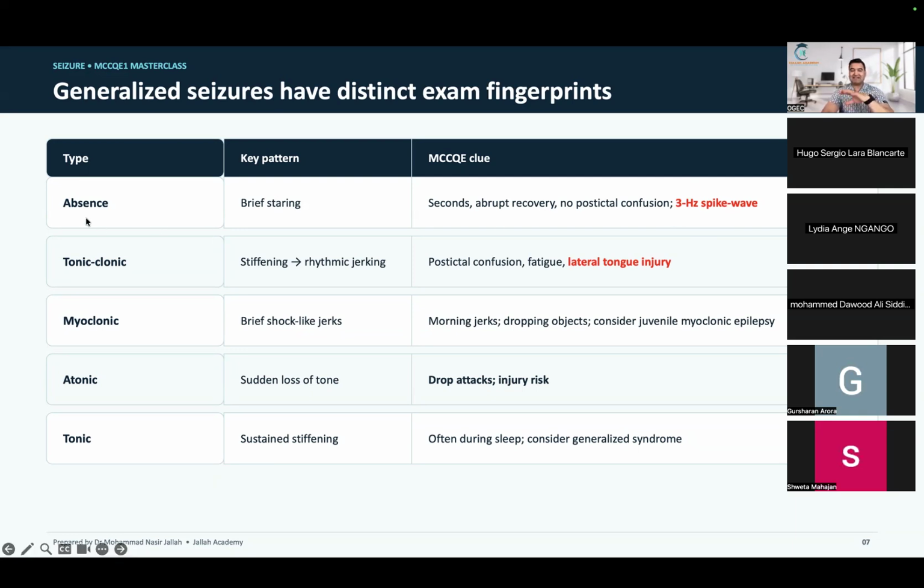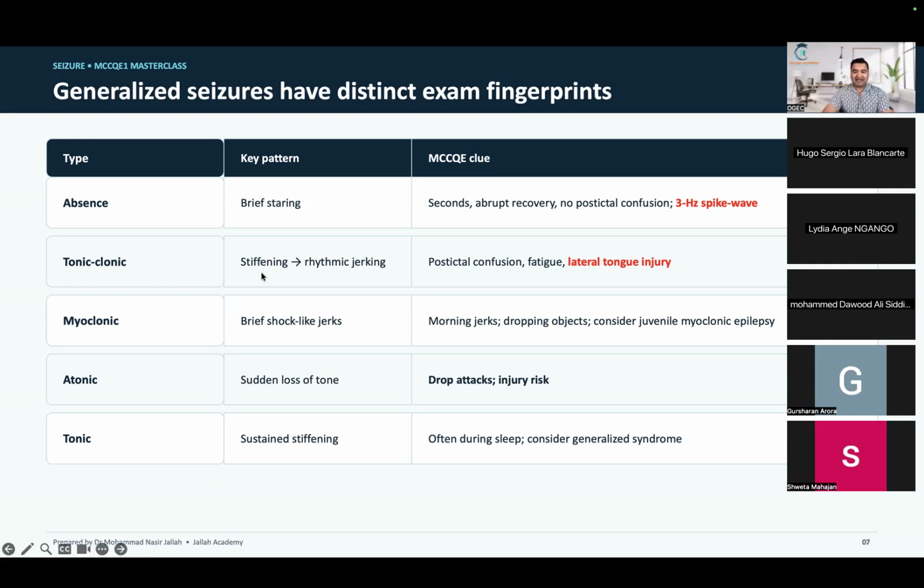So in absence, the patient is physically there, but the soul is leaving the body. So he is absent and everything is frozen just for a few seconds, and he comes back and he doesn't remember what happened. There's an abrupt recovery, but no confusion whatsoever.